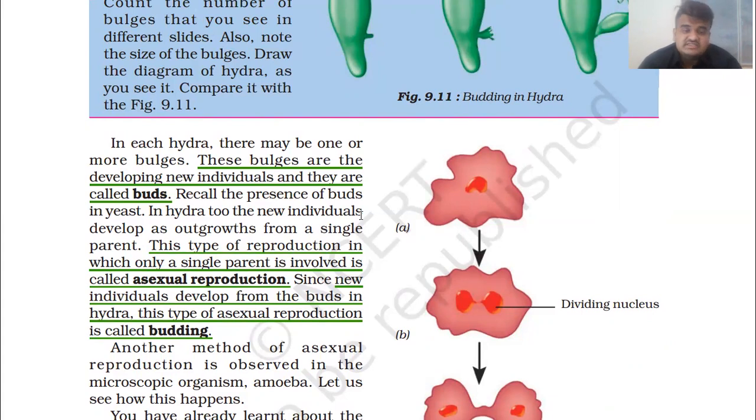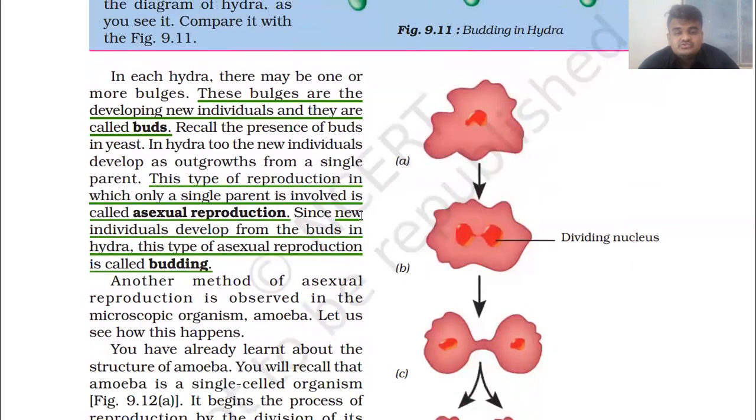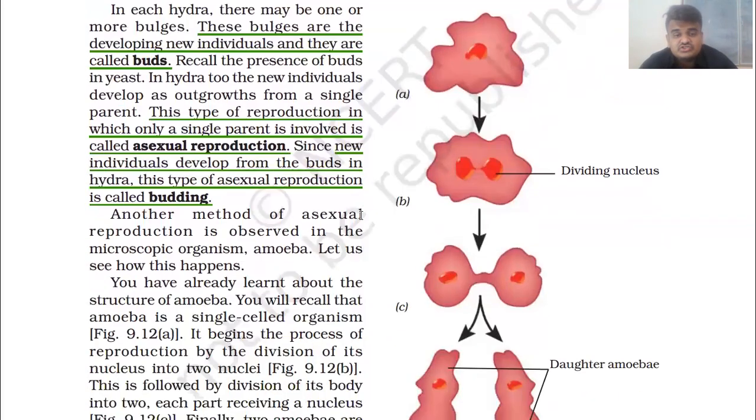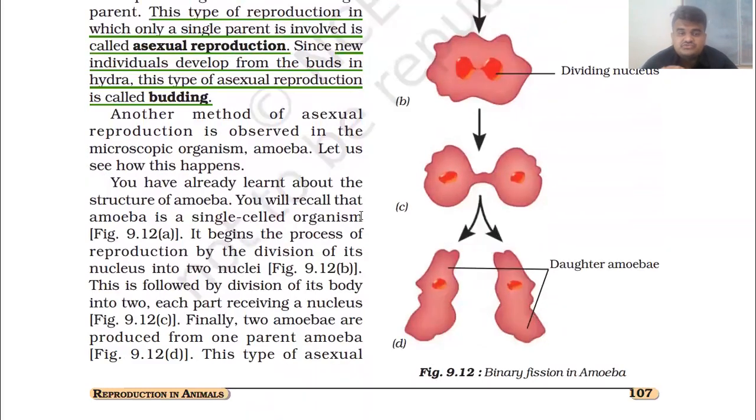Since the new individuals develop from the buds in hydra, this type of asexual reproduction is called budding. You can say budding for this type of reproduction, as in hydra. So here you are given the main three definitions: buds, budding and asexual reproduction. Another definition of asexual reproduction, so just write it down in your rough book.